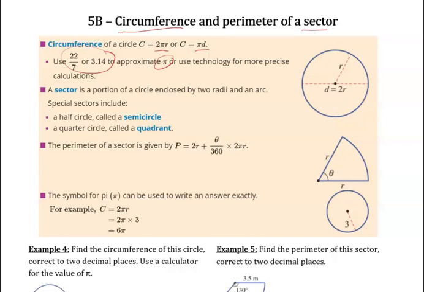A sector is a portion of a circle enclosed by 2 radii and an arc. So here, radius, arc, well, is a sector. So a half circle has a name. A half circle is a semi, meaning half circle. A quarter circle is called a quadrant, quad, quarter.